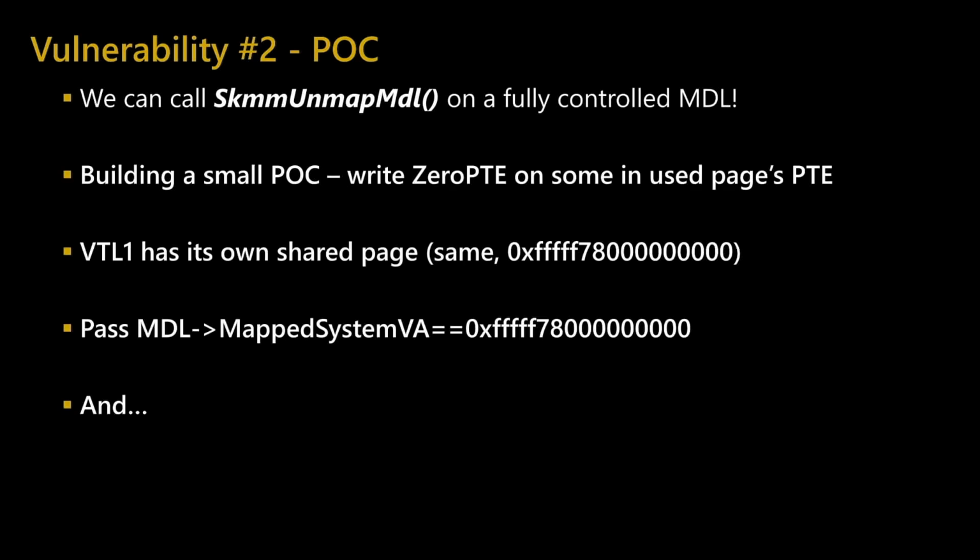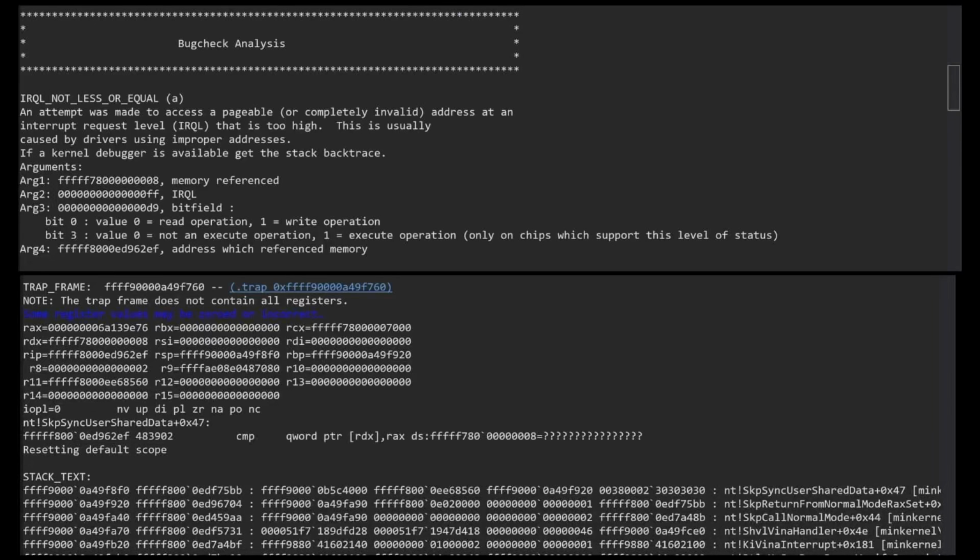Knowing this, we can create another POC. Let's try to crash some arbitrary flow in the secure kernel. For this to happen, we really need to find some virtual address which is being used by something in VTL1. I just chose here the shared page. VTL1 has its own shared page at this fixed virtual address. Set it up in the MDL, trigger the vulnerability, and again, we got a crash in some arbitrary flow in the secure kernel, in some thread that tried to dereference the shared page. And of course, this page is no longer present because we wrote 0 on its PTE.